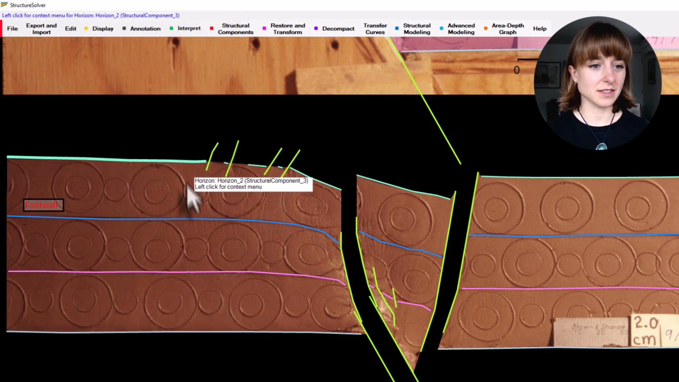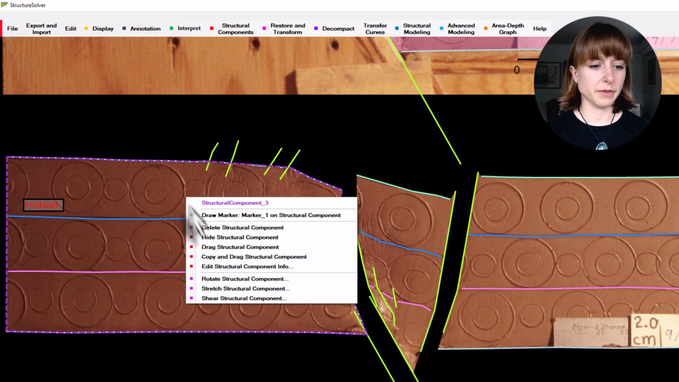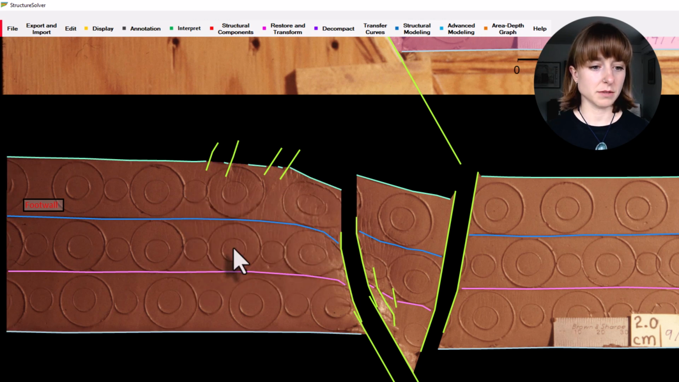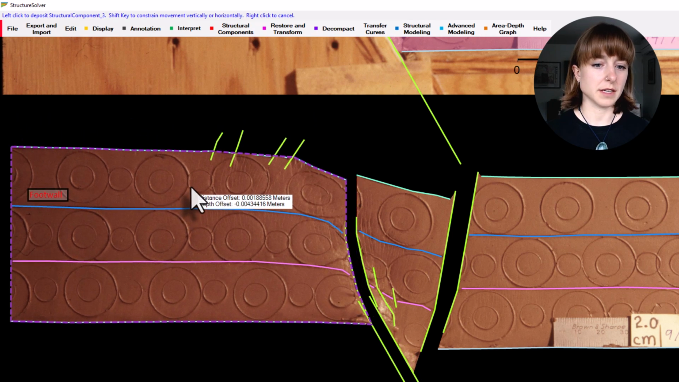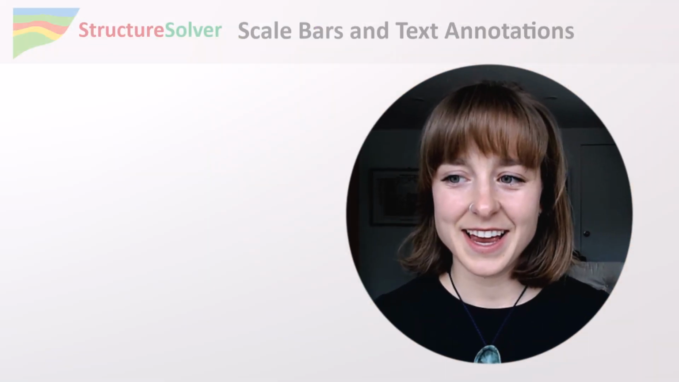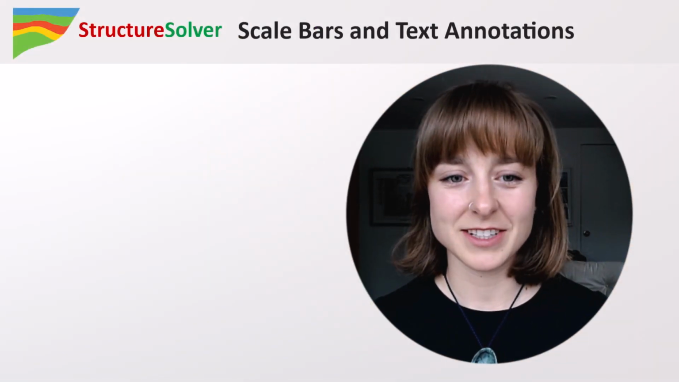I can close this. And now if I move this structural component around by dragging, that label or annotation will stay in place. And there you have it for scale bars and annotations.